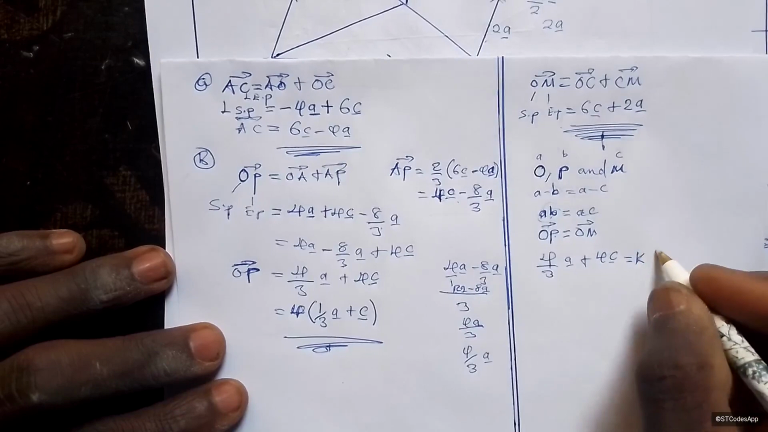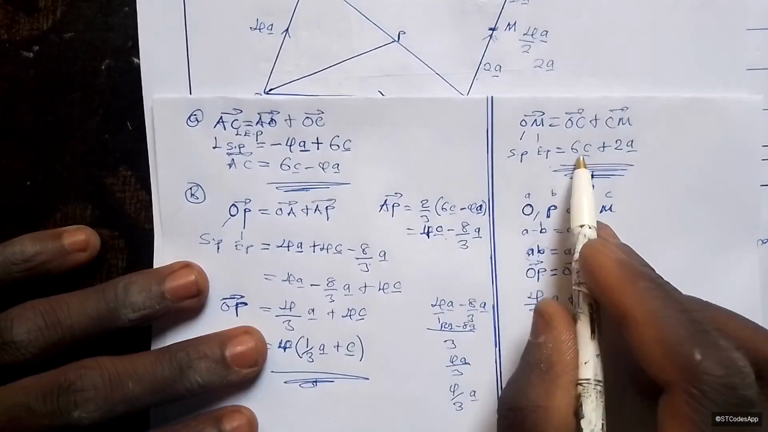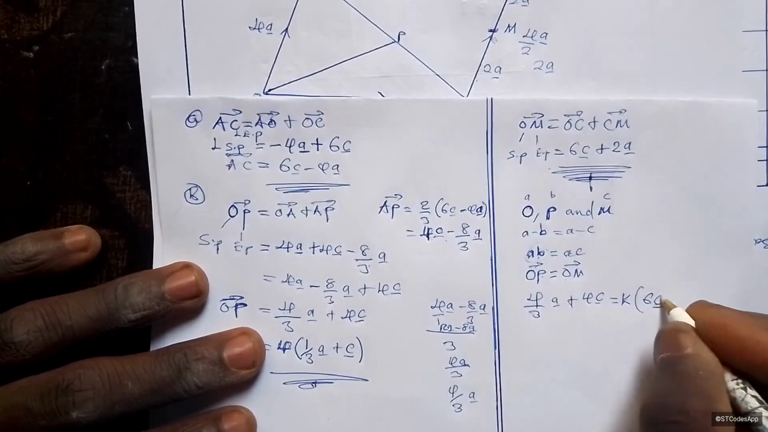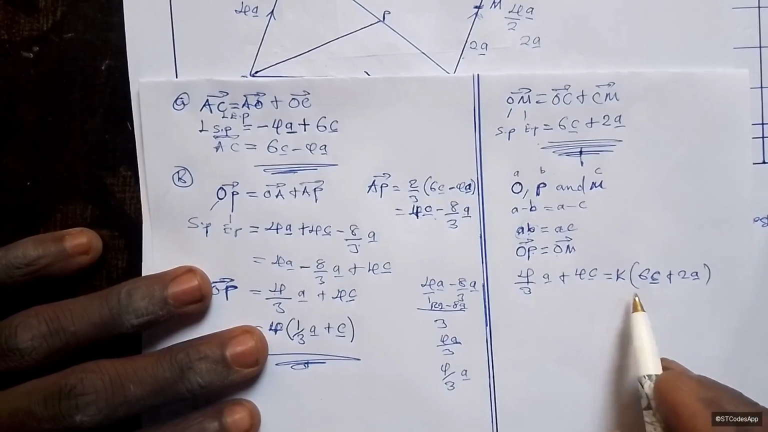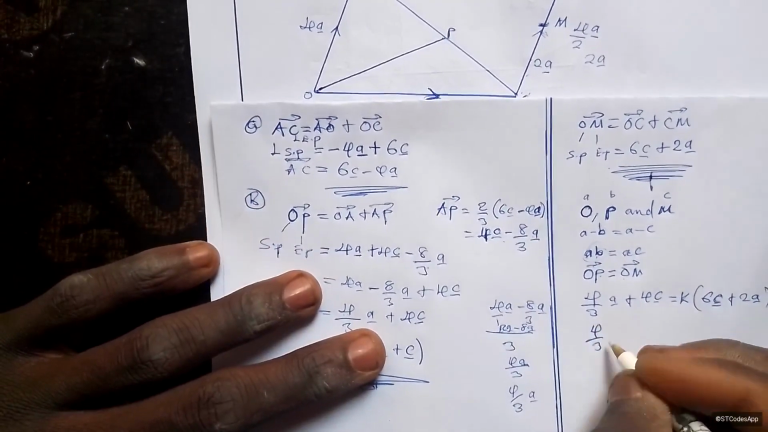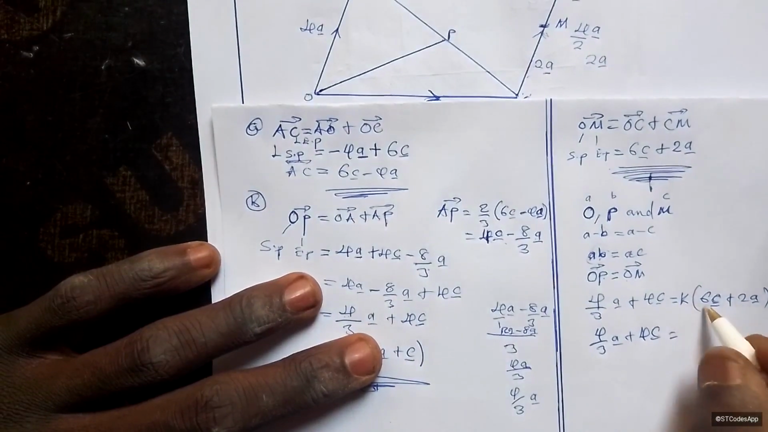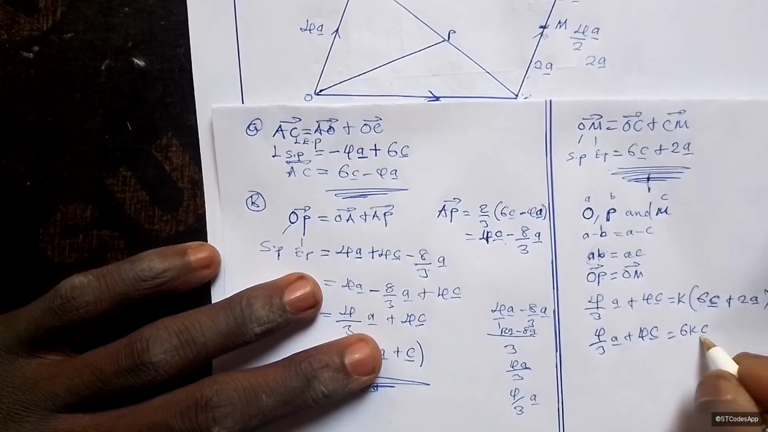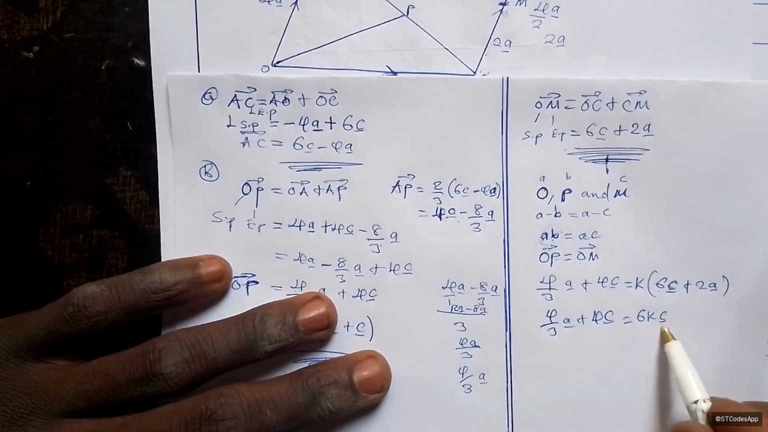So I'm going to say K, open bracket. Then here I'm going to say, what is my OM? Our OM here, it is 6C vector plus 2A vector. So I'm going to say 6C vector plus 2A vector. Now since this one here, it is a scalar, it is going to multiply with everything inside the what? The brackets. Okay. So here I'm going to say 4 over 3 A vector plus 4C vector is equal to K multiplied by 6C vector. The answer is going to be 6K C vector. Okay, so the variable should come first, then at the end you put the vector.